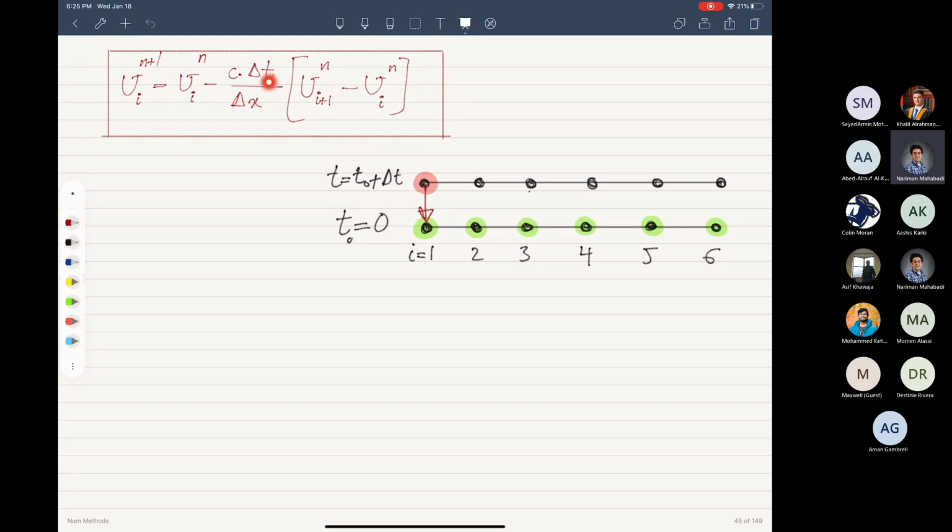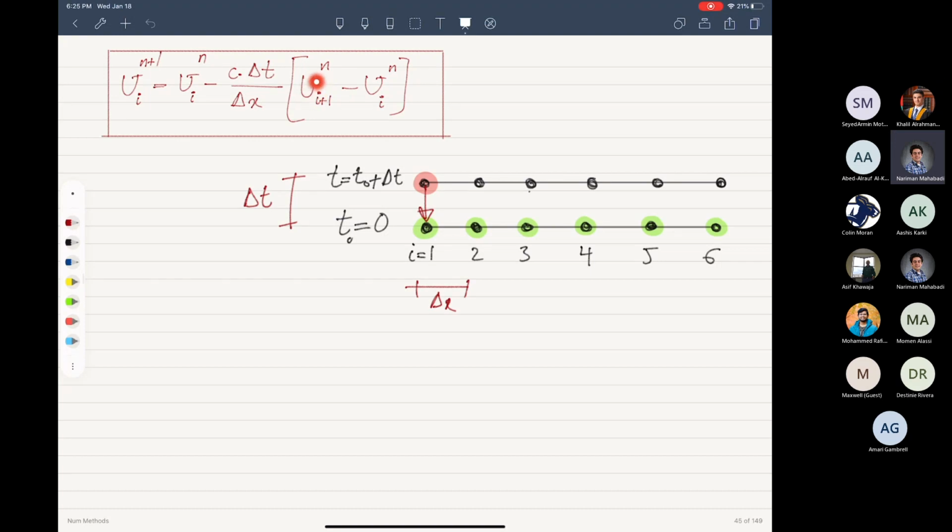Then minus some values, these are given. C is the velocity, delta t is given, delta x is given. This is delta x, and the difference between the time is really your time step. So you have delta x, you have delta t. Let's see what we have here.